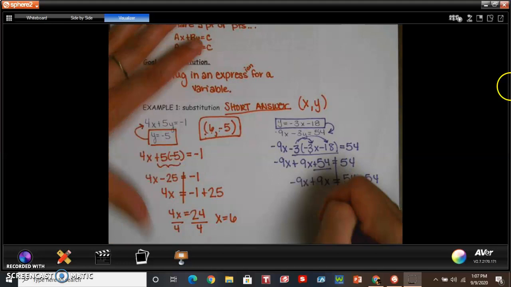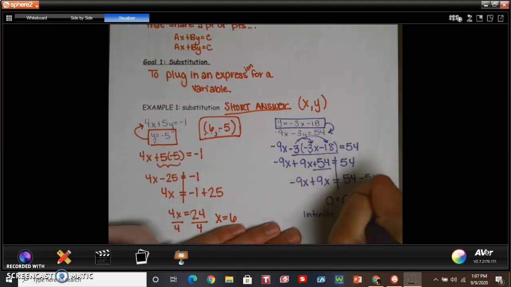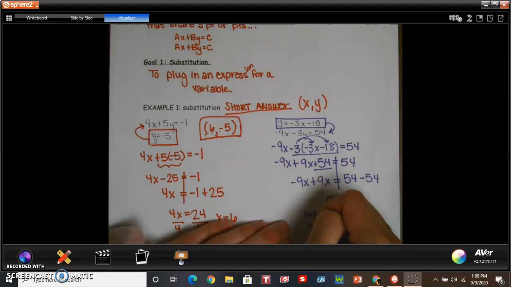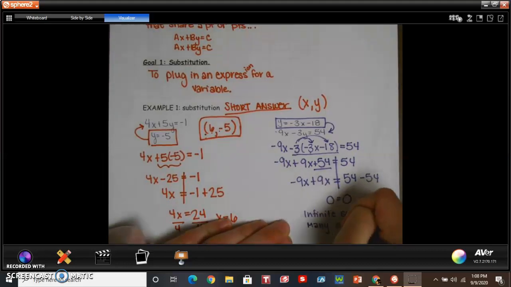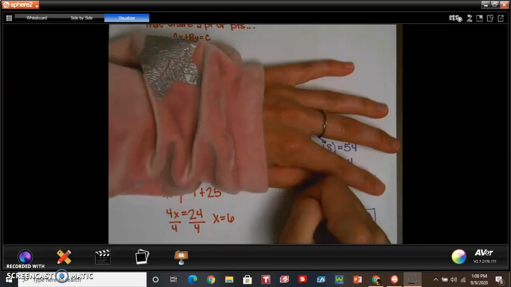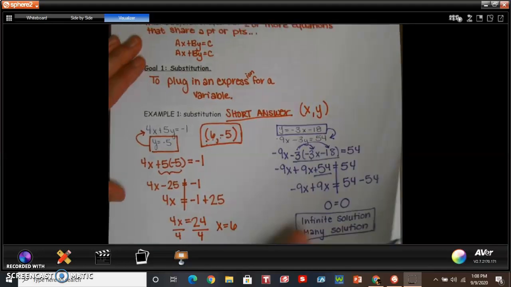Your answer would be infinite solutions. Yes, you may use spacing here. If you don't want infinite solutions, you could say many solutions. That is another option. Pretty much what it means is that any set of numbers can be put into both of these equations and it will work out. Infinite solutions, many solutions. Do not put both of them, only one of them. Okay? All right, so that's everything for goal 1, substitution.